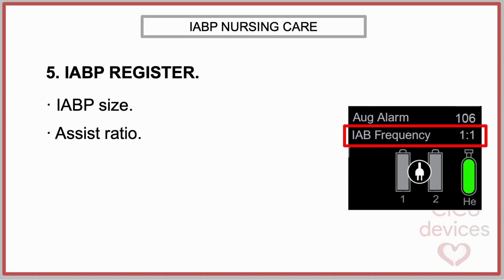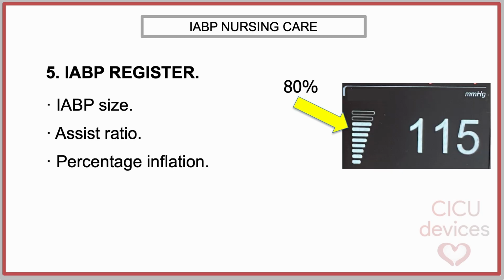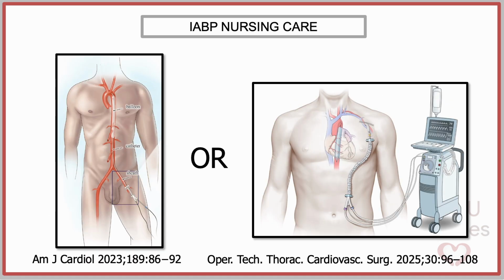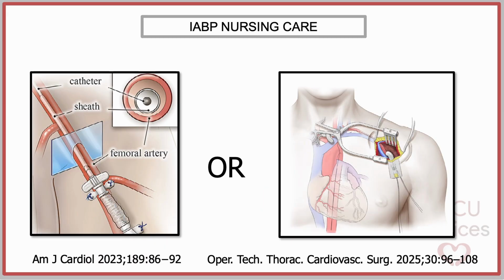The most common initial setting is 1:1, meaning the balloon inflates with every cardiac cycle. In some clinical situations, the ratio may be reduced to 1:2 or 1:3, typically during weaning or when assessing native cardiac function. The balloon filling volume or inflation percentage must also be clearly documented upon patient admission. The insertion site, femoral or axillary artery, and insertion method, percutaneous or surgical cut-down, should also be recorded.